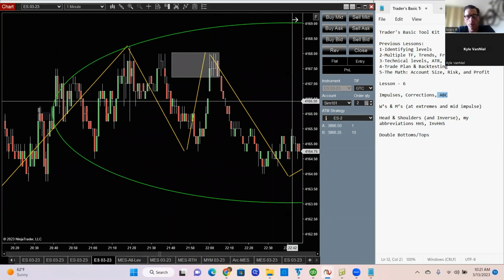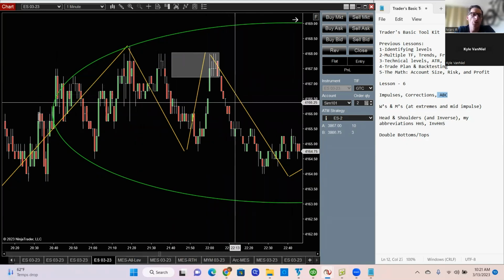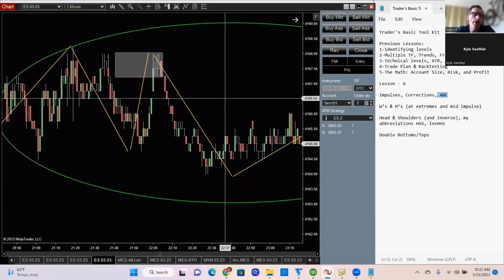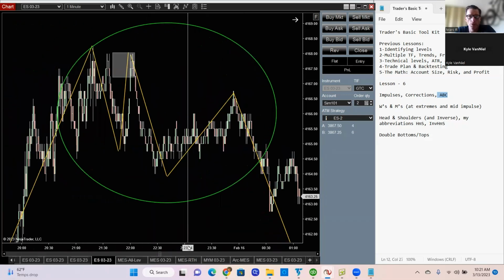If you're looking for this point over here, which you want to get short, you might look at this and say, there's really nothing here that I would qualify as a level. Therefore, I'm not going to try and take any trade over here. So you don't take any trade here. I mean, it's that simple. So that is a brief intro to patterns.